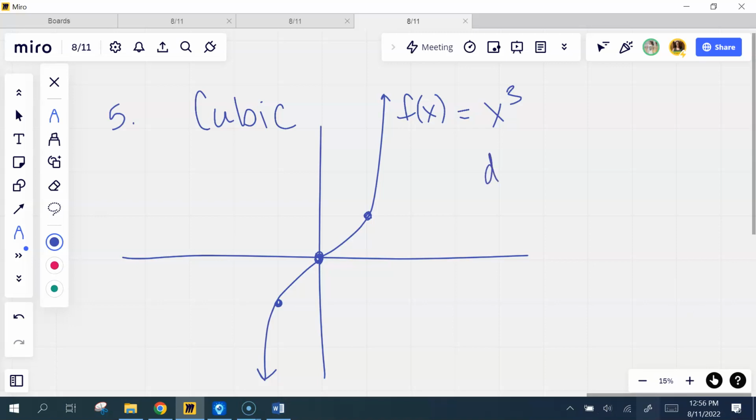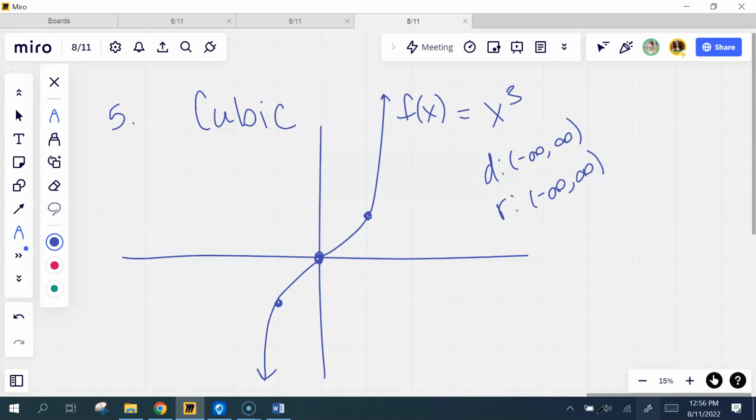Domain. Range. Continuity. Continuous. Bounded below, no; bounded, unbounded. Symmetry, what kind? Odd.